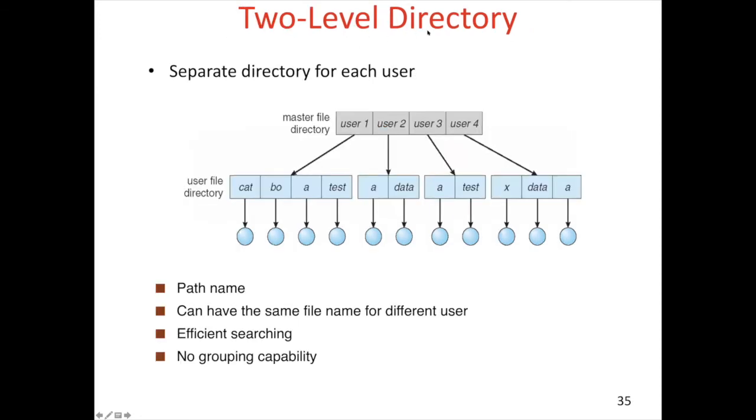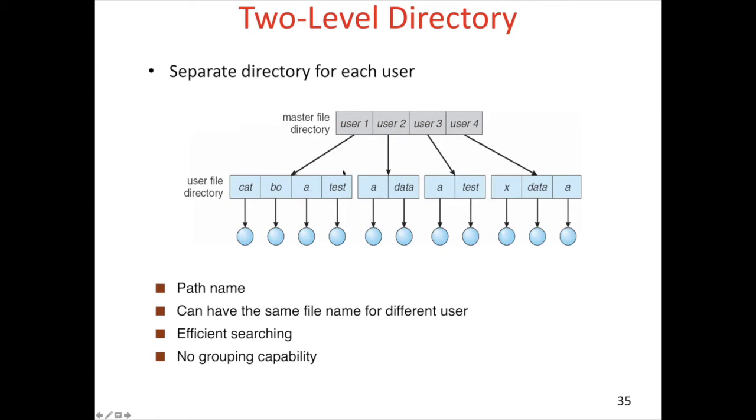If 2-level directories are used, in that case there is a separate directory for each user. So in the master file directory, we have user 1, user 2, user 3, and user 4, for example. And in the user file directories, for user 1, we have directories cat, bo, a, test, and under which there are some files. For user 2, there are directories a and data.